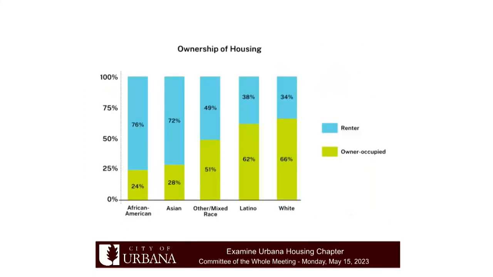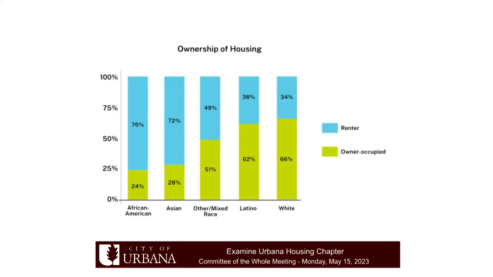We also know from the data that housing type varies by demographic group. So renters in particular are more likely to experience these housing issues, and we also know that different demographic groups are more likely to rent, so that impact is being disproportionately felt. As you can see from this graphic, local African American households predominantly rent, while local white households are much more likely to be owner occupied.